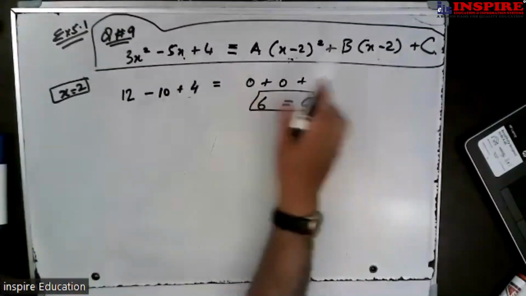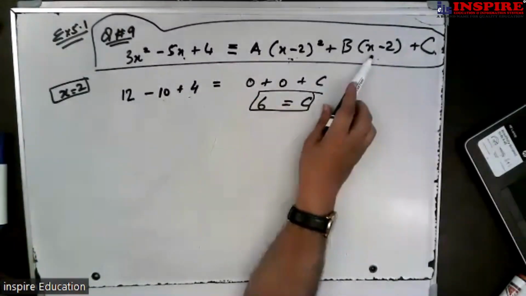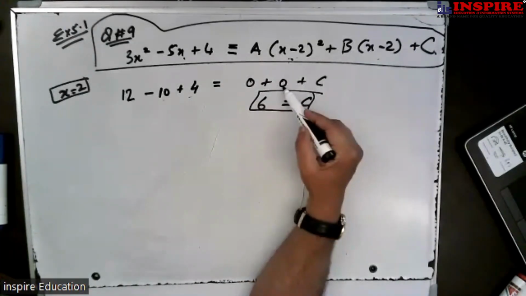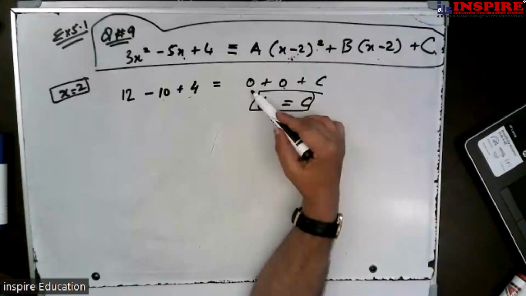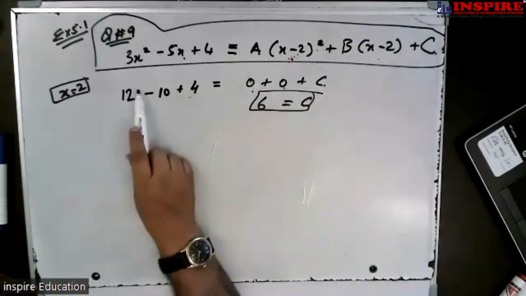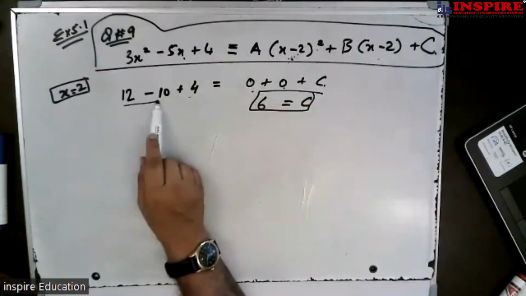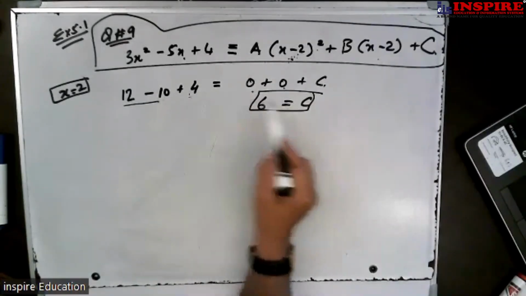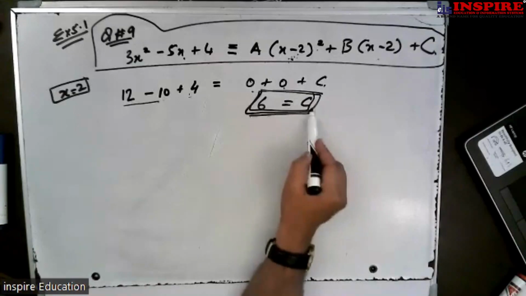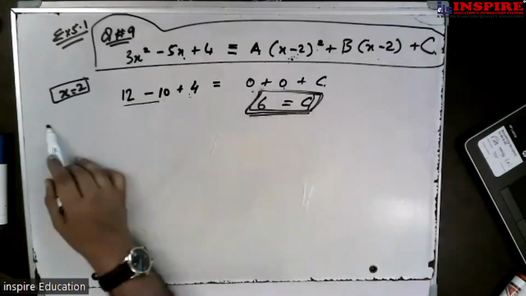If I took the value of x as 2 and put 2 here, then 2 minus 2 is 0, 0 squared is 0, 0 into anything is 0, and I just get a c. I plug 2 here and I get 12 minus 10 is 2. 2 plus 4 is 6. So c turns out to be 6. Difficult? No difficulty.